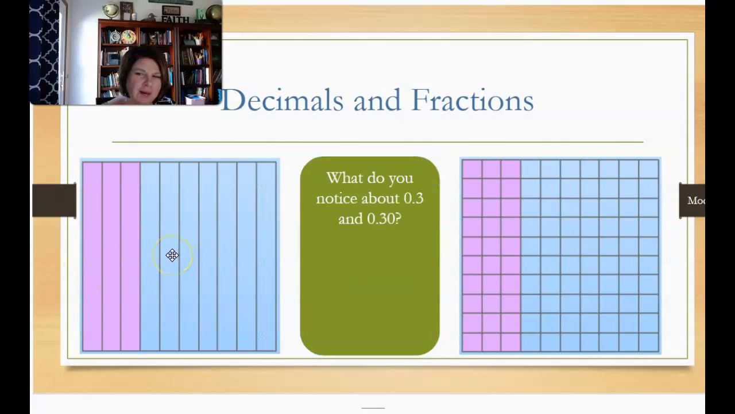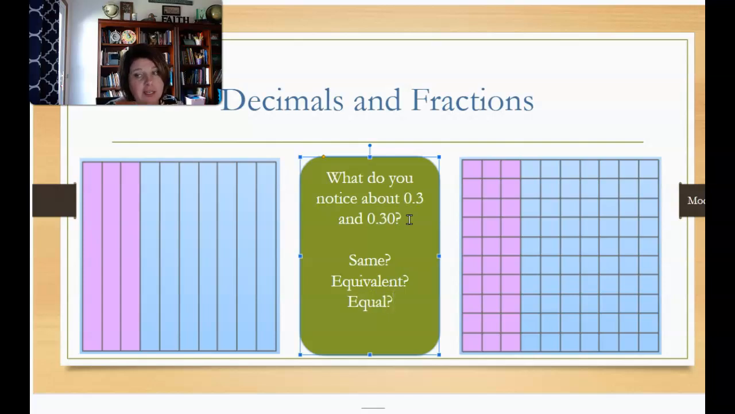What do you notice about these two? This was 30 hundredths on the last page, but now I'm seeing that 3 tenths as a decimal is shown here. But what are you noticing? Do they look like they're about the same or equivalent or equal?